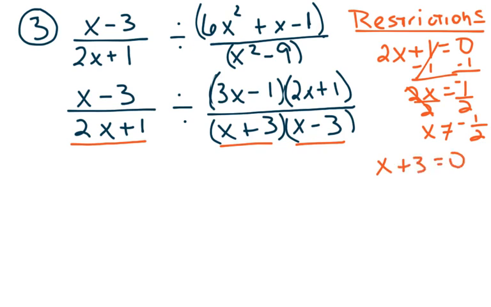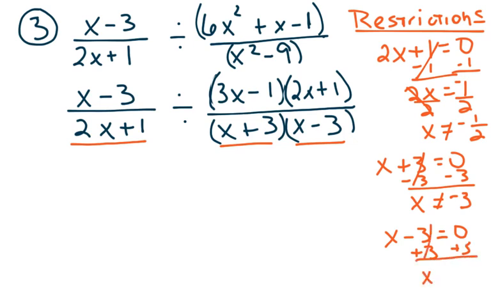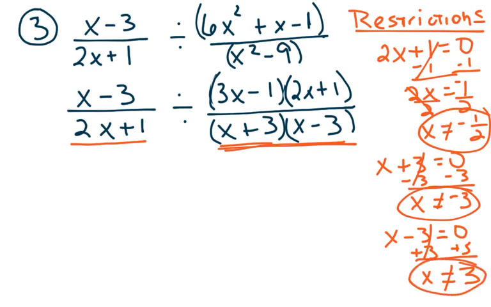Then x plus 3 equals 0. So x can't equal negative 3. And then x minus 3 equals 0. So x can't equal positive 3. And again, remember, if you put this equation into the calculator, you should have asymptotes or holes at these 3 places. Okay, so we have found our restrictions.